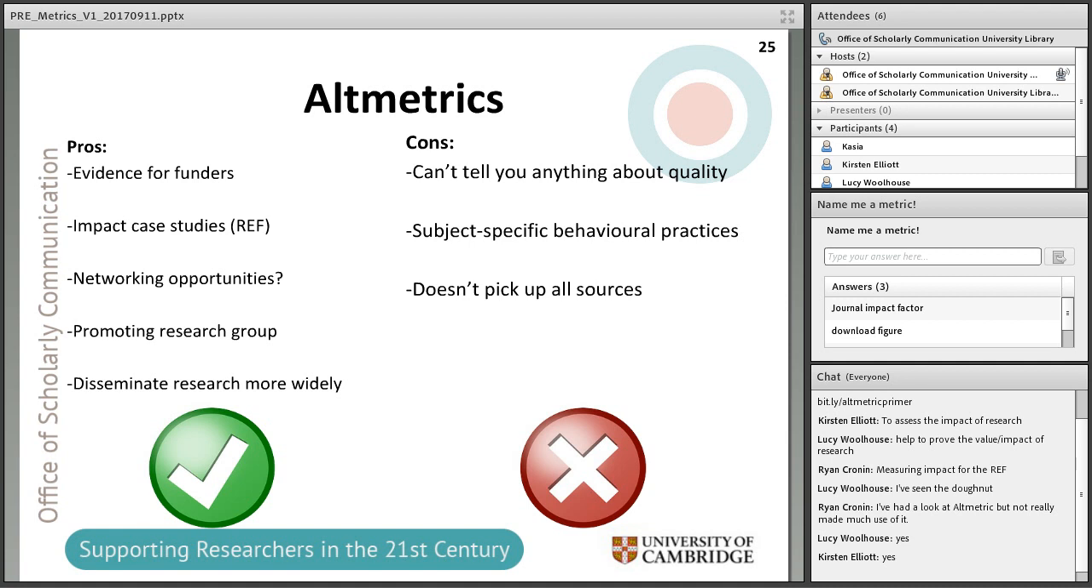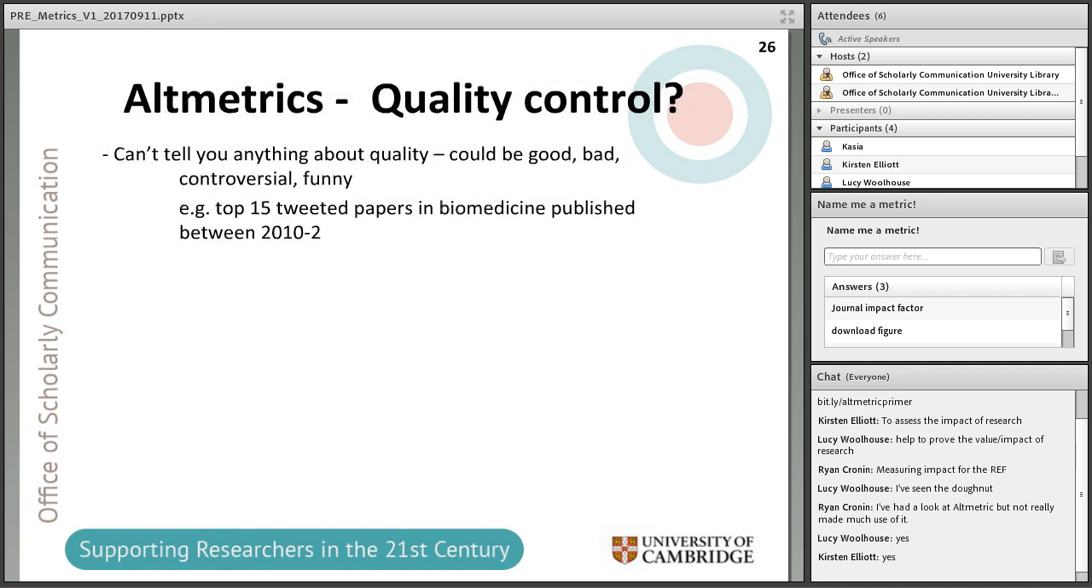And it doesn't pick up all sources, so it picks up a lot but not everything. So for example, they don't pick up the Russian version of Facebook, I've forgotten what it's called, because they're not allowed to. So it might be that if someone's working in Russia or writing in Russian, there's a lot of attention going on about that paper through things like Russian social media, but altmetric isn't picking that up, so we can't necessarily know the impact that that's having online.